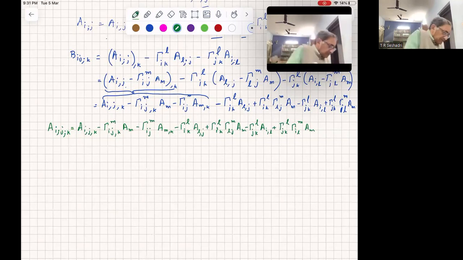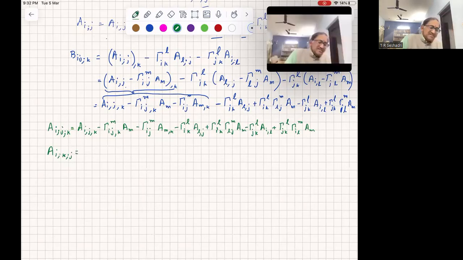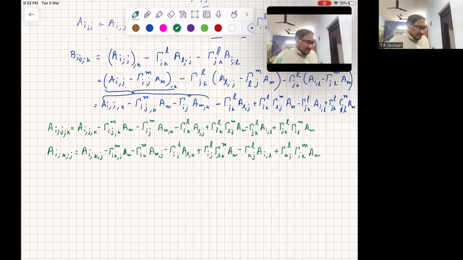Now what I do is I will write A_{i;k;j}, because that is what I need now. I want to do the differentiation among two paths. So I will reverse these two. So this will be equal to, basically I need to interchange j and k: A_{i,k,j} − Γ^m_{ik,j} A_m − Γ^m_{ik} A_{m,j} − Γ^l_{ij} A_{l,k} + Γ^l_{ij} Γ^m_{lk} A_m − Γ^l_{kj} A_{i,l} + Γ^l_{kj} Γ^m_{il} A_m. All right.